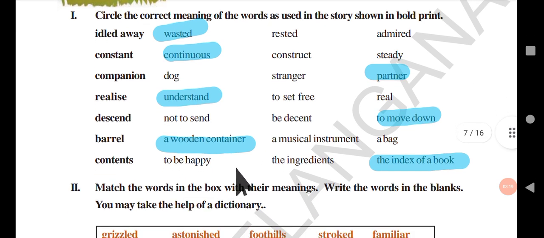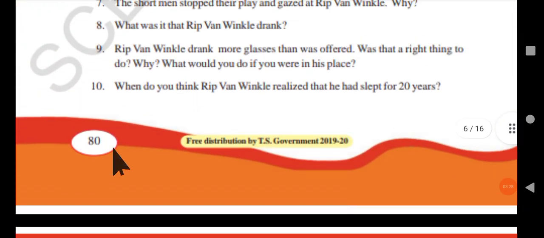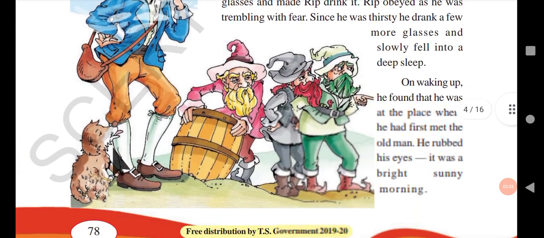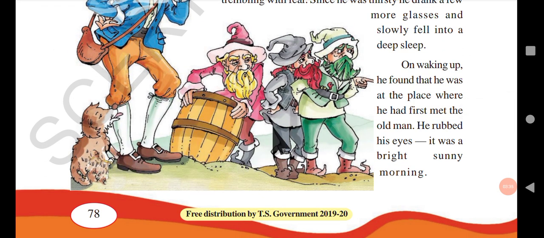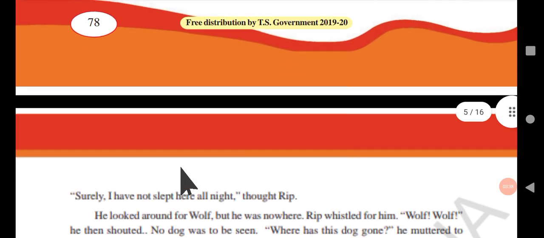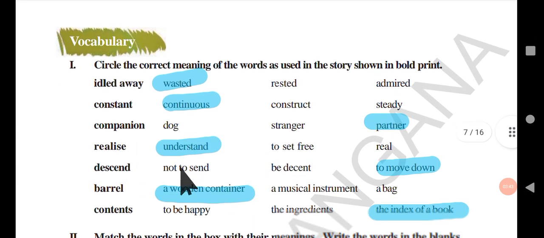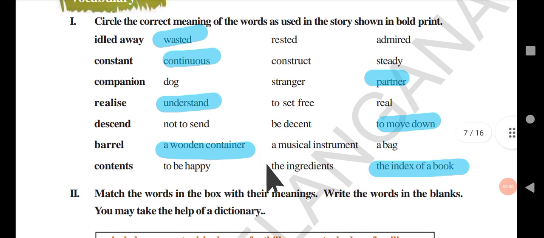Next one, barrel. In the story we had a barrel which contained wine. I will show you in the picture. See, this is the barrel, which is made of wood. This was filled with the wine, so that is called a barrel. If you look at the options here: a wooden container, a musical instrument, a bag. Which is correct? A wooden container, as we can see in the picture. We can store some liquids in that.